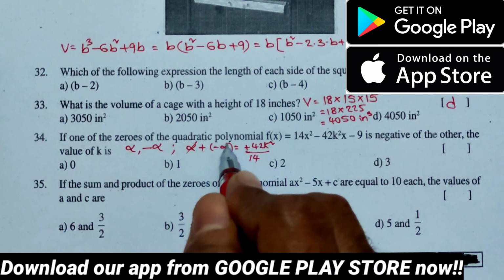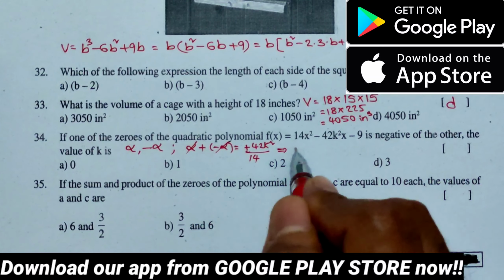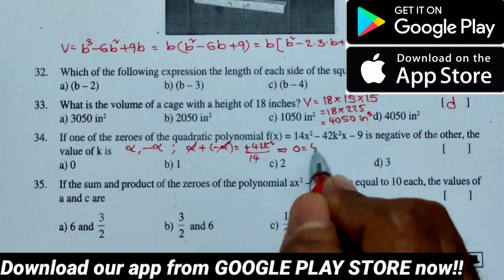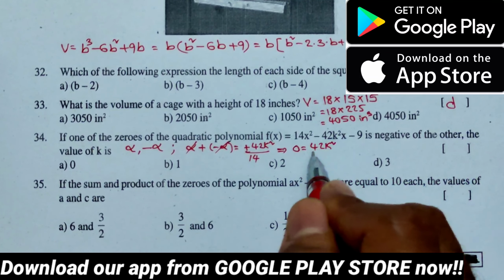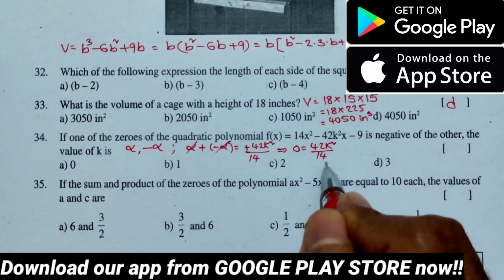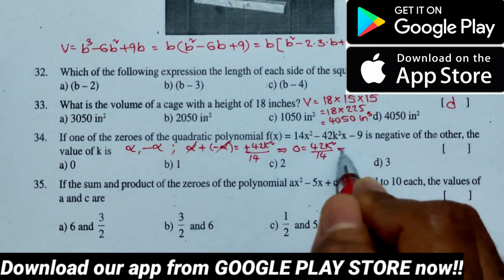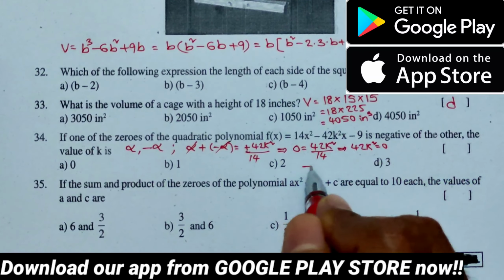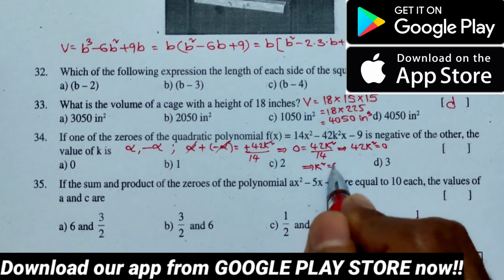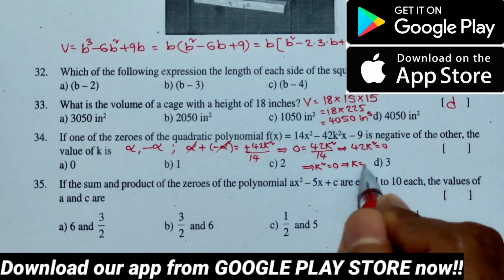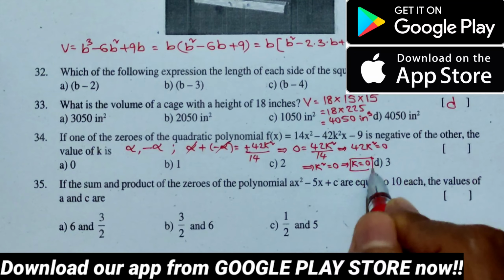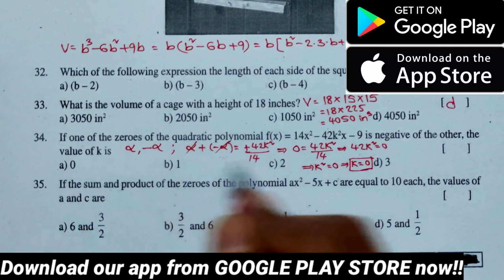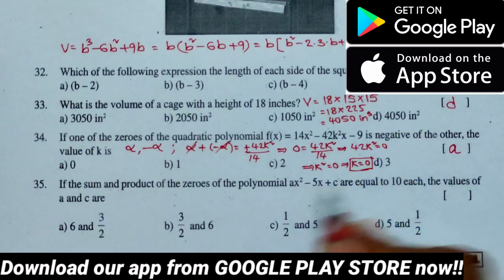So plus alpha minus alpha get cancelled. So here we get 0 is equal to 42k square by 14. So here on cross multiplication, 14 zeros are 0. So 42k square is 0. From this, k square is 0 by 42, which is 0. So k equal to plus or minus 0, or simply 0. From the options you see, option A is the right answer.